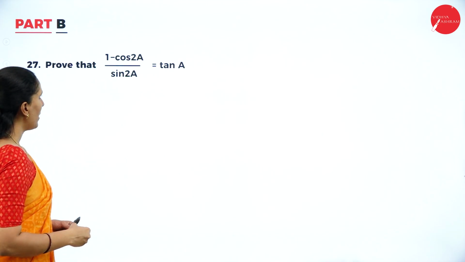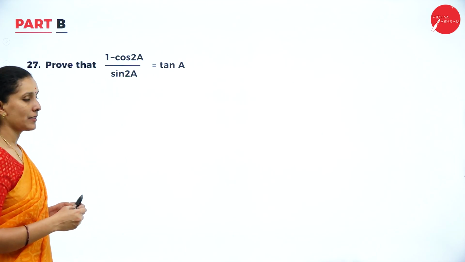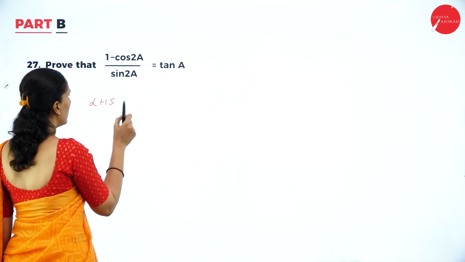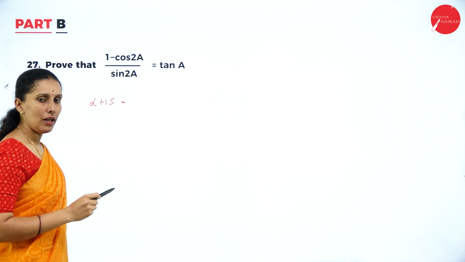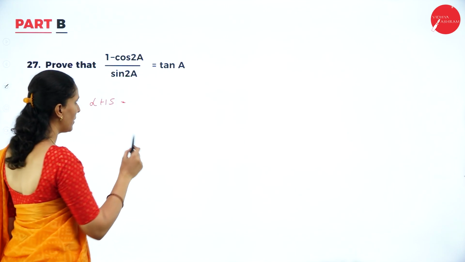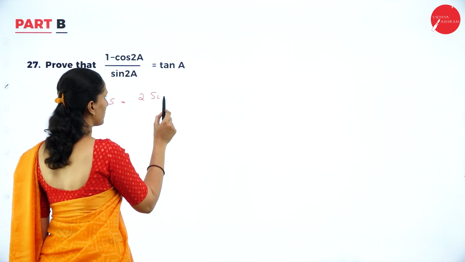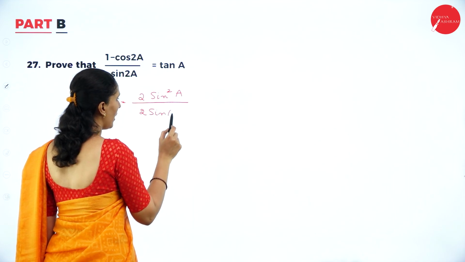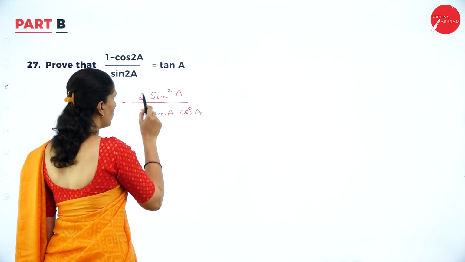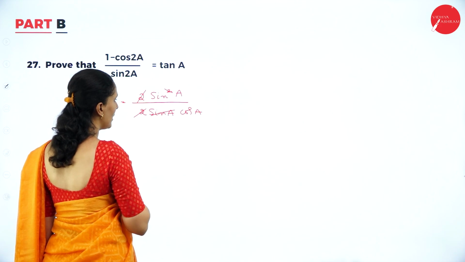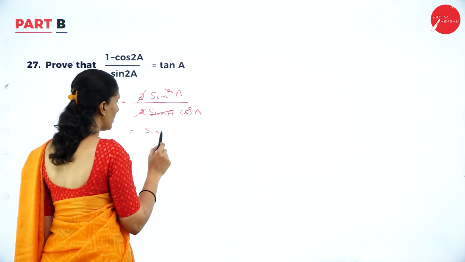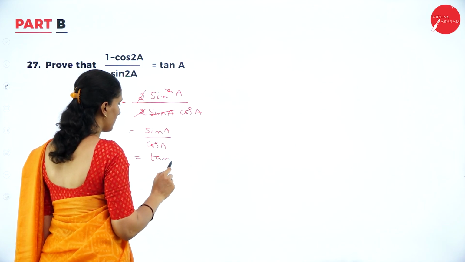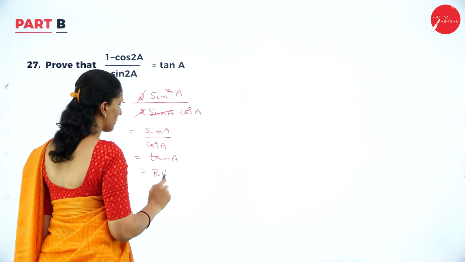Next, prove that 1 minus cos 2a divided by sin 2a is equal to tan a. Let's take the left hand side here. From the multiple angle formula, 1 minus cos 2a can be written as 2 sin square a, and sin 2a can be written as 2 sin a cos a. So 2 gets cancelled, sin and sin get cancelled. So we are left with sin a by cos a, which can be written as tan a. That is the RHS.